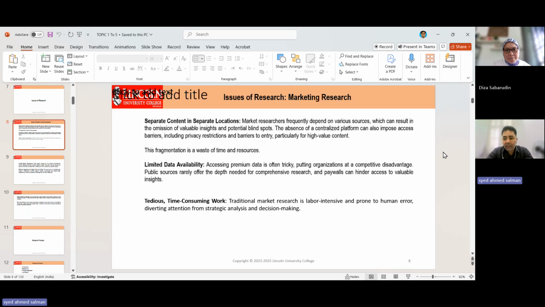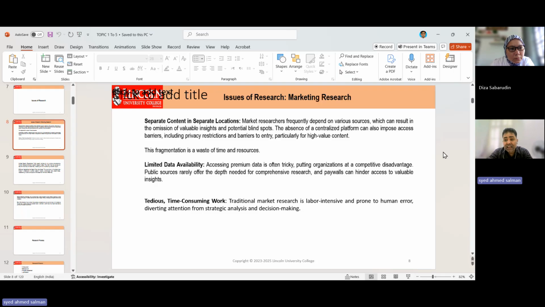If you are having separate locations, it's very difficult for you to get all the results, right? All the contents, all the information, all the news. Am I right? True, sir. So, if the contents are everywhere, the slide says that it can result in the omission of valuable insights. If the contents are everywhere, you might lose one of the contents, and that content might be very important and very crucial for the research. So that is the marketing research issue.